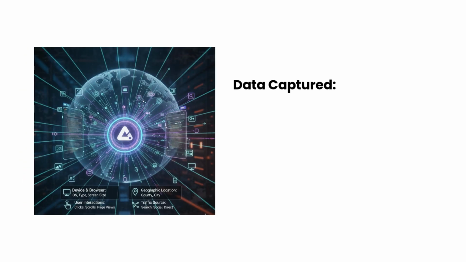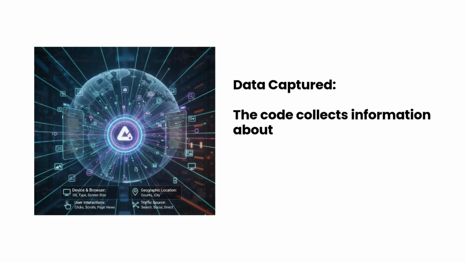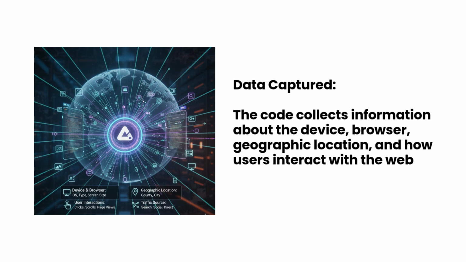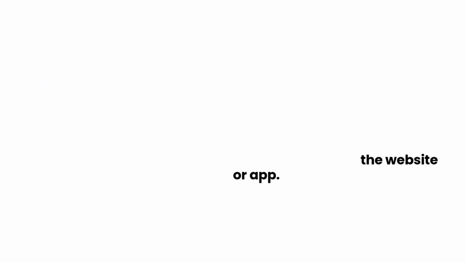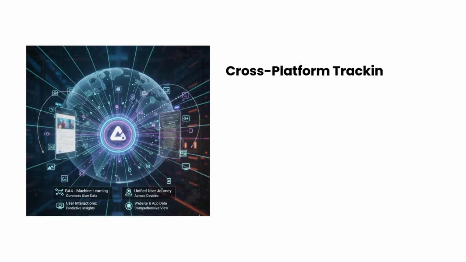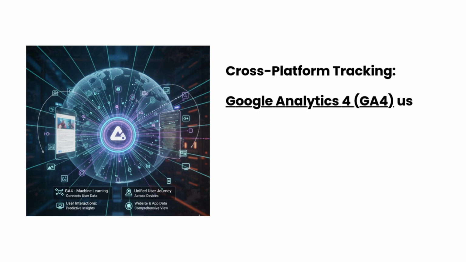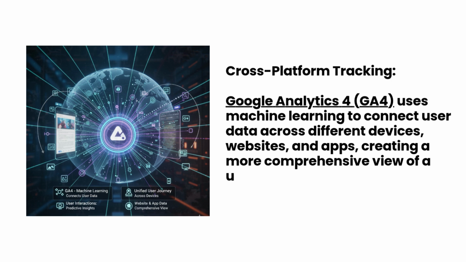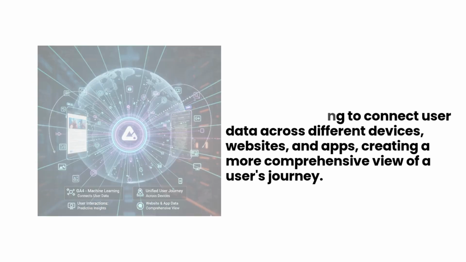Data captured: the code collects information about the device, browser, geographic location, and how users interact with the website or app. Cross-platform tracking: Google Analytics 4, GA4, uses machine learning to connect user data across different devices, websites, and apps, creating a more comprehensive view of a user's journey.